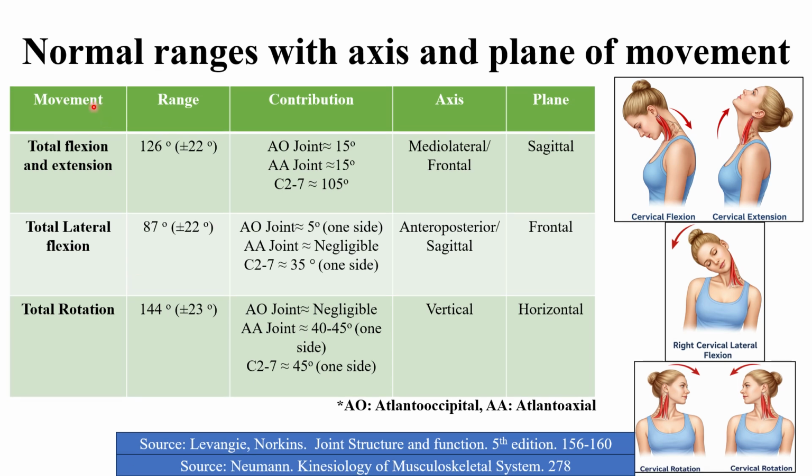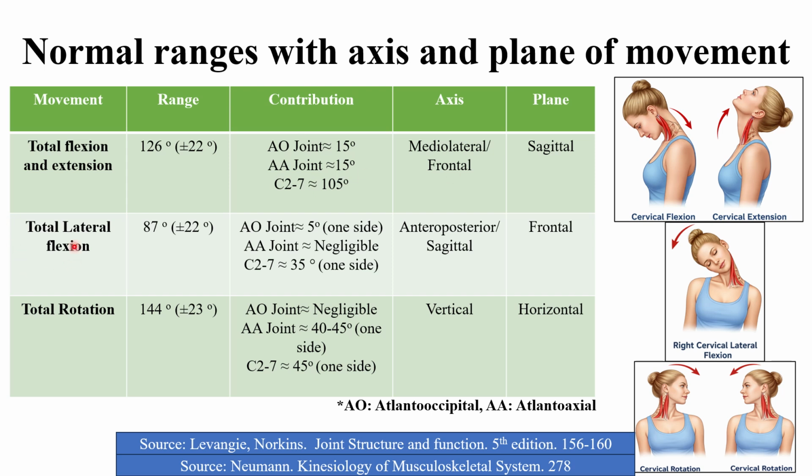So basically, as discussed previously, we have three planar movements occurring at the cervical spine. One is flexion and extension that has a range of about 126 degrees with a standard deviation of 22 degrees. About 15 degrees coming from Atlantooccipital joints, 15 coming from Atlantoaxial joints, and 105 degrees coming from C2 to C7 joints. So basically, lower cervical and middle cervical have larger contributions to flexion and extension. The axis of movement is frontal or mediolateral, and the plane is sagittal.